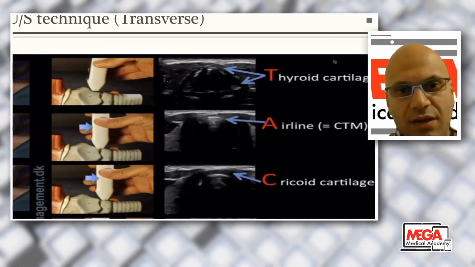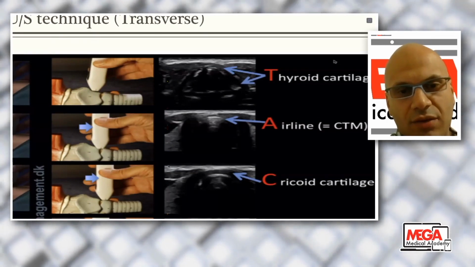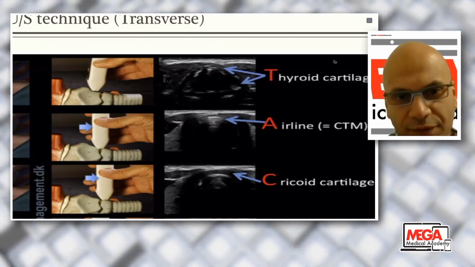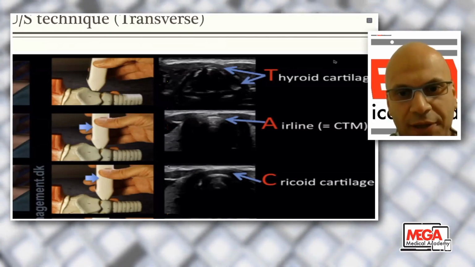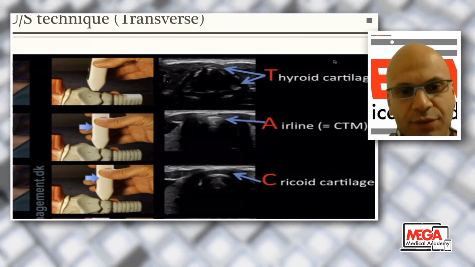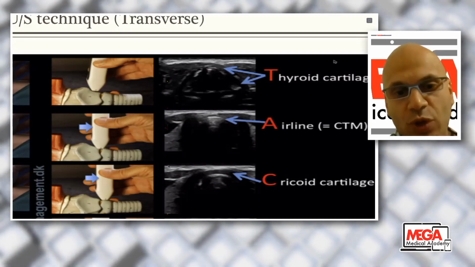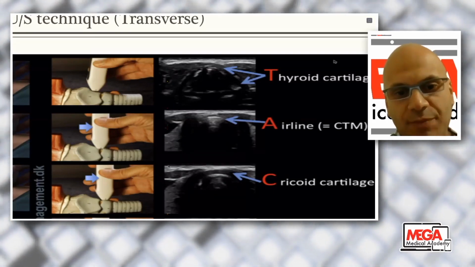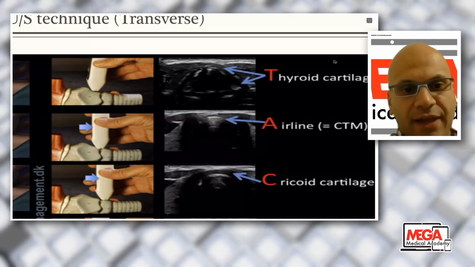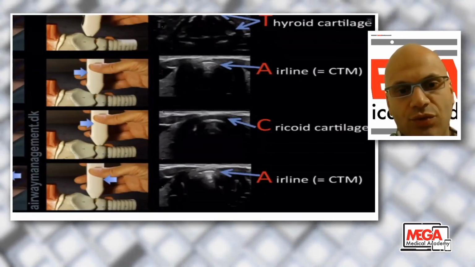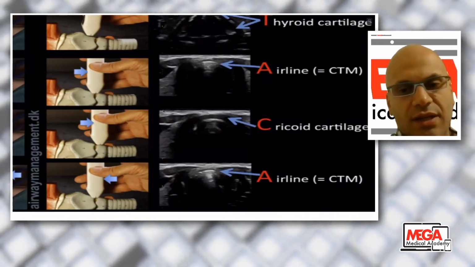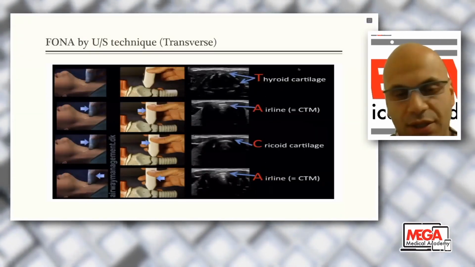So this is the horseshoe shape of the thyroid cartilage. If you displace your probe a little bit down, you'll find a hyperechoic line. This is the cricothyroid membrane. Displace it more down, and you will find hypoechoic again. This is the cricoid cartilage below the hyperechoic line. It's ring shaped. So go up again to be sure that this is the airline, which equalizes the cricothyroid membrane. And here, this is your point of insertion.